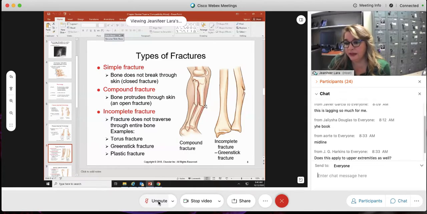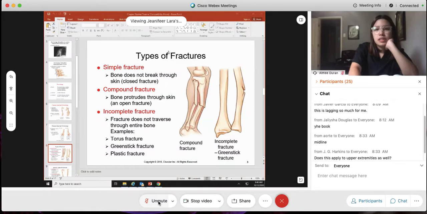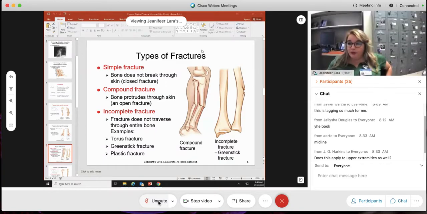Right? What is the danger, Juan? What is the danger behind an open fracture? What do you think it is? Infection. Could it be infection? Infection. It is now open. It is now on the market for all pathology, right? It is now open on the market for all pathology.